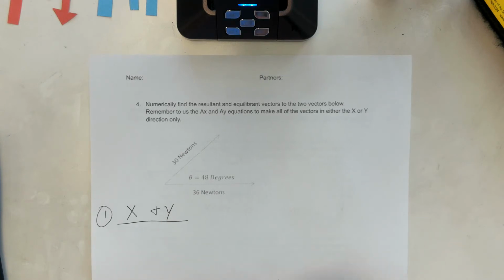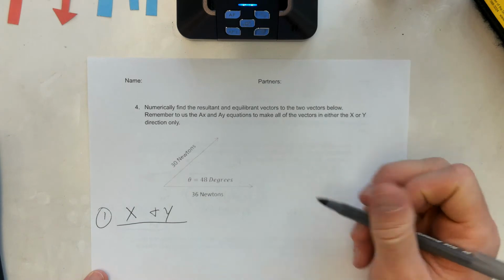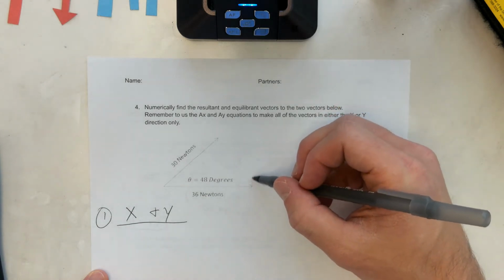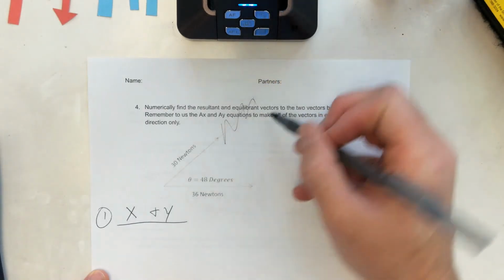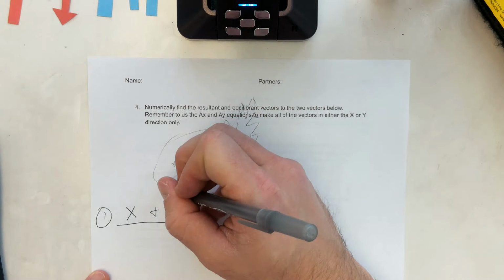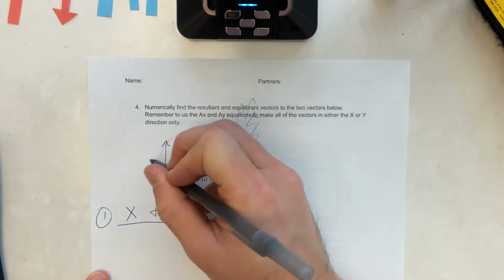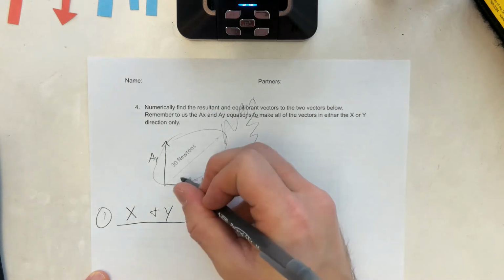Okay. So I look here. I've got a 30 Newton vector and a 36 Newton vector. Clearly, these things do not just magically make a right triangle like this. That doesn't make any sense. Can't do that. So I need to take this one, and I need to split just this one up into its y component and into its x component, ax.